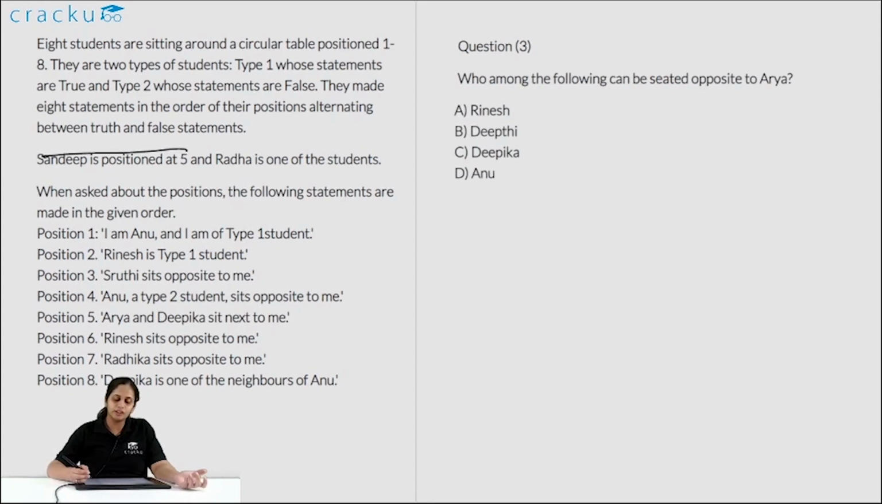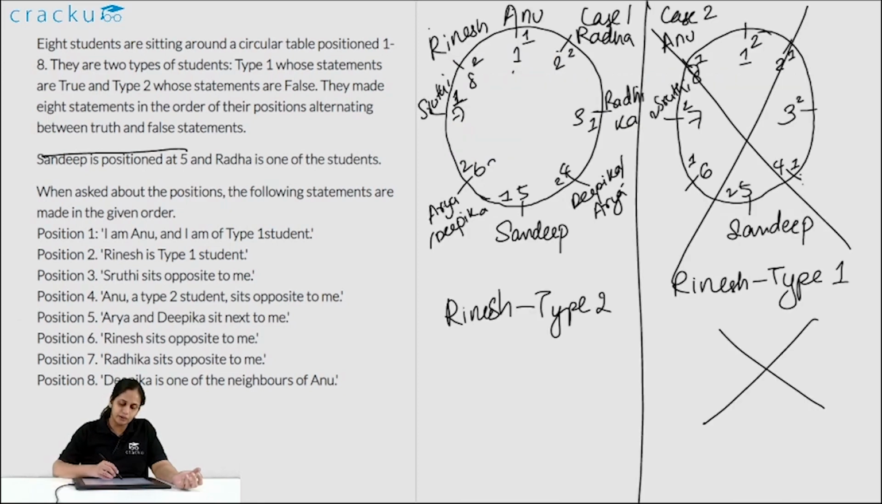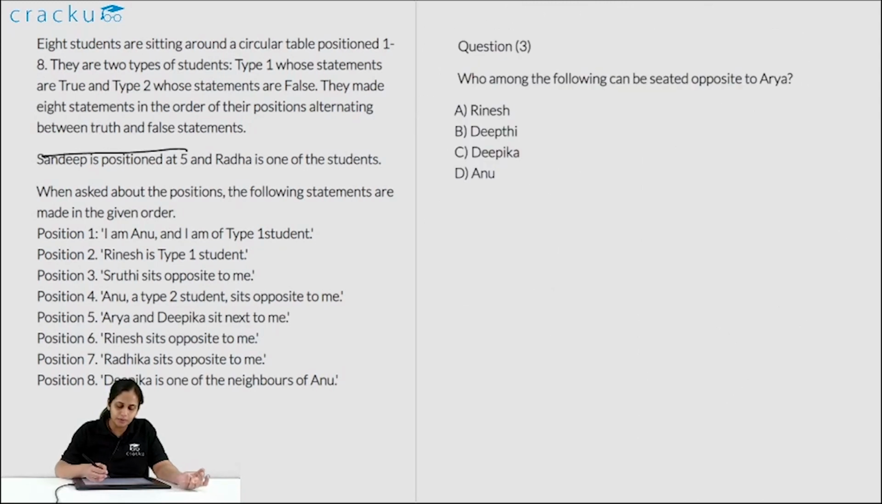So let's take a look at the third question. The third question is, who among the following can be seated opposite to Arya? So if Arya is seated over here, then Radha can be opposite to her. And if she is seated over here, then Rinesh will be opposite to her. So either of Radha or Rinesh can be seated opposite to Arya. So among the given options, Rinesh is there. So Rinesh would be the one who can possibly be seated opposite to Arya. So the right answer is option A.